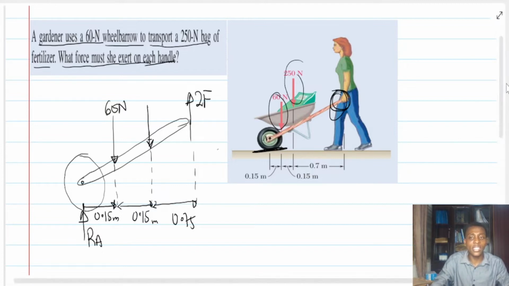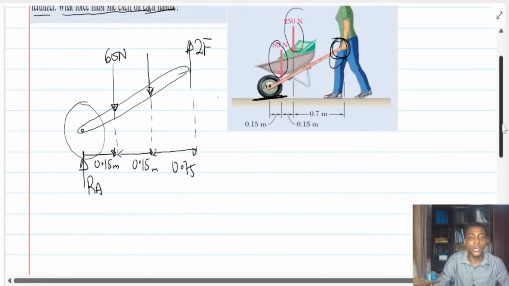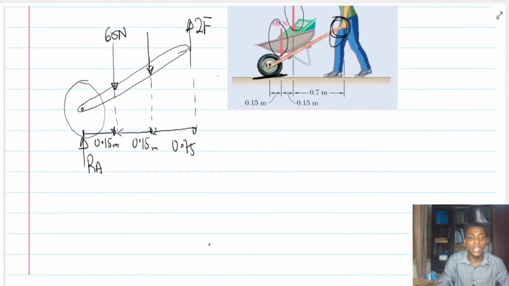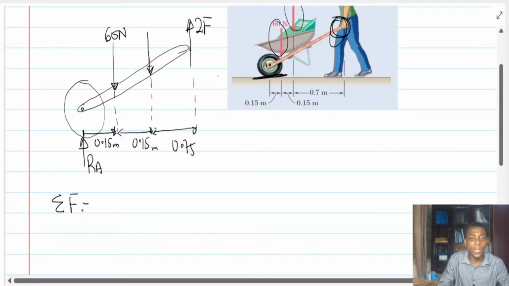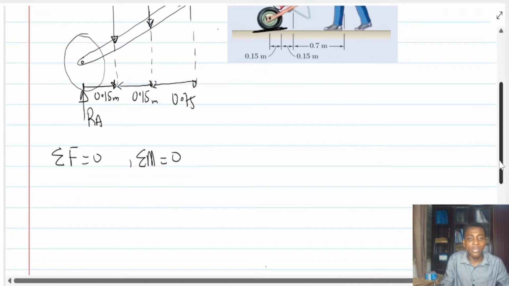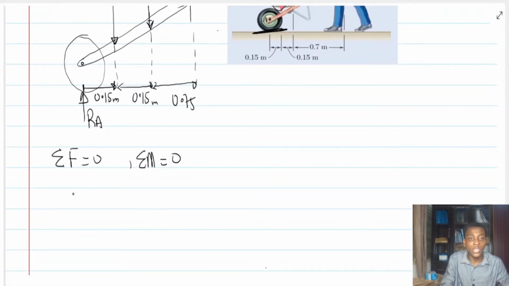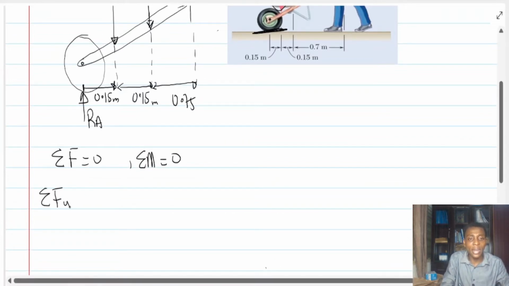All right, so at this juncture, what are we going to do? We are going to find equilibrium. For a rigid body to be in equilibrium, there are two equations which we use: summation of forces should be zero, and summation of moments should be zero. These two equations are necessary and sufficient for a rigid body to be in equilibrium. So you are going to sum forces in the y direction, positive upwards, equal to zero. Since I don't have any force in the x direction, that's why I'm doing forces in the y direction.